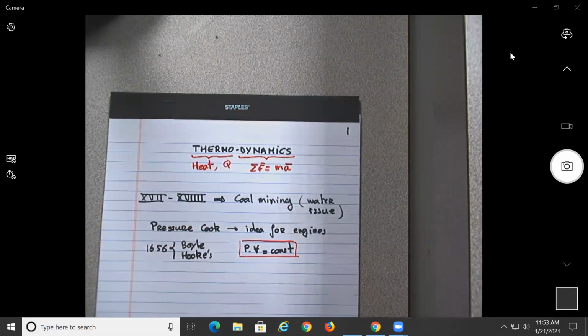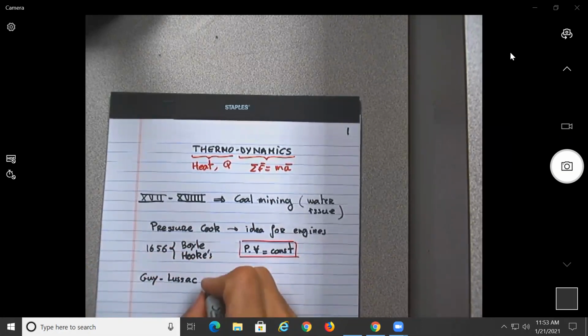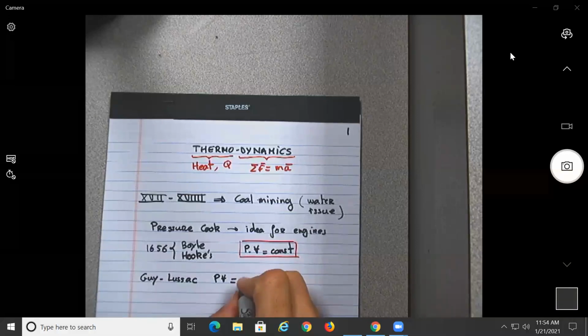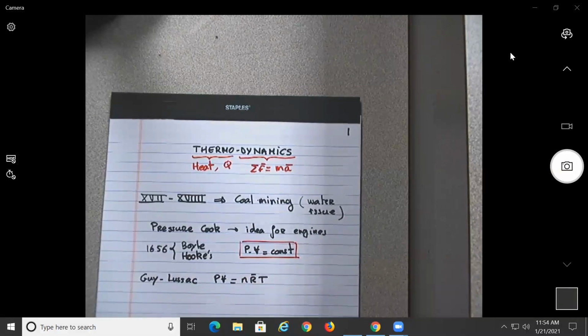Then later on, a guy called Gay-Lussac is the one who said, okay, yes, PV is equal to a constant, but he was also able to relate this to the ideal gas. He kind of developed the ideal gas relation, okay.